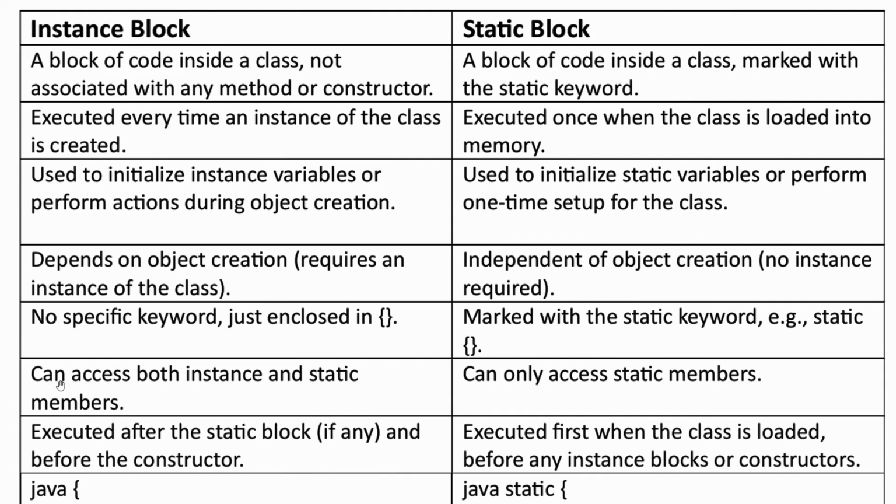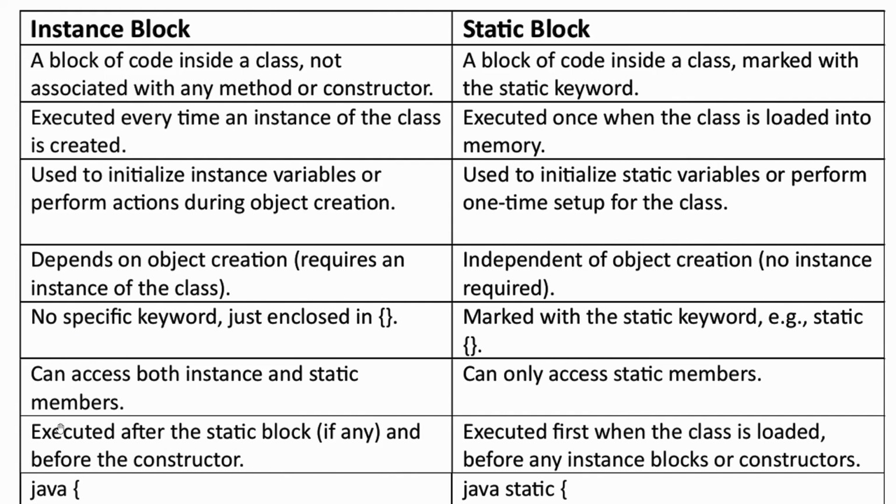An instance block can access both instance and static members. A static block can only access the static members. As we have discussed earlier, an instance block can access non-static variables as well as static variables. But a static block can access only static variables.